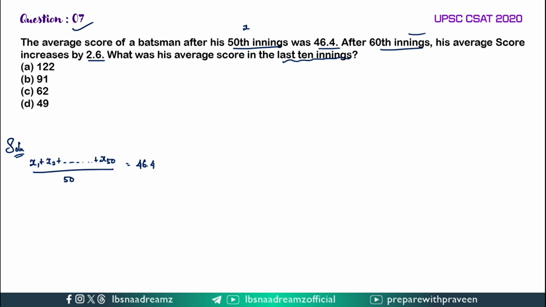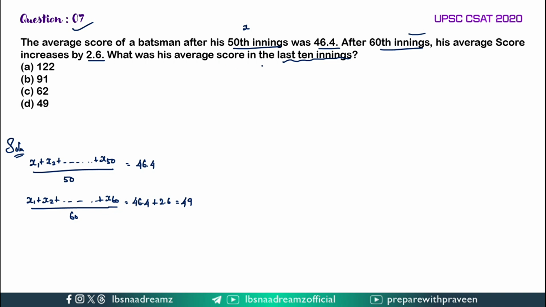After 60th innings, his average score increases by 2.6. So after 60th innings, that is x1 plus x2 so on to x60 divided by 60 is equal to, it is increasing by 2.6, right? So we can write that as 46.4 plus 2.6, which is equal to 49.